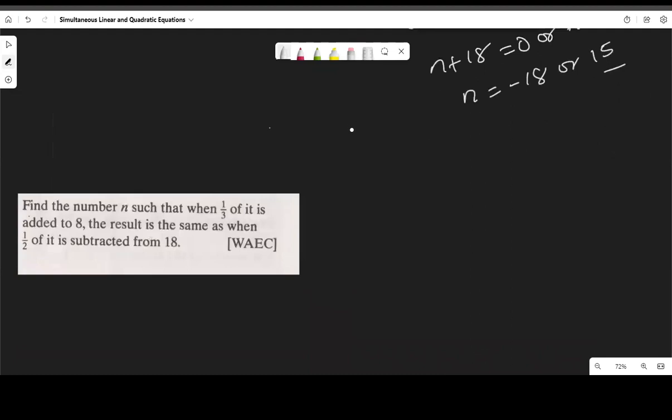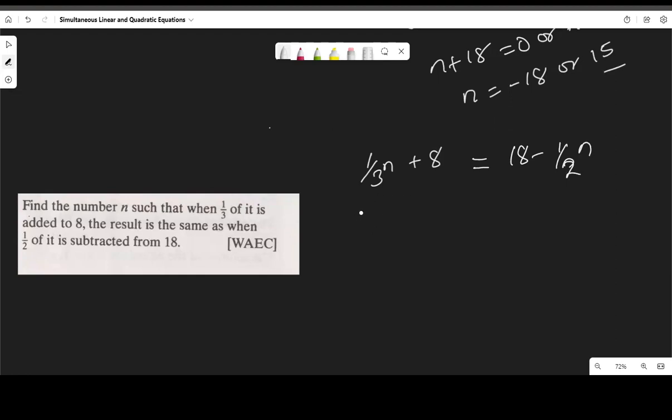Last one says: find the number n such that when 1 over 3 of it, 1 over 3 of n, is added to 8, the result is the same, that is, equal to, as when 1 over 2 of it is subtracted from 18, that is 18 minus half n.